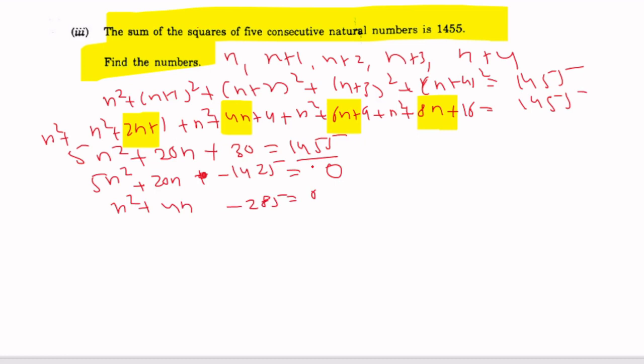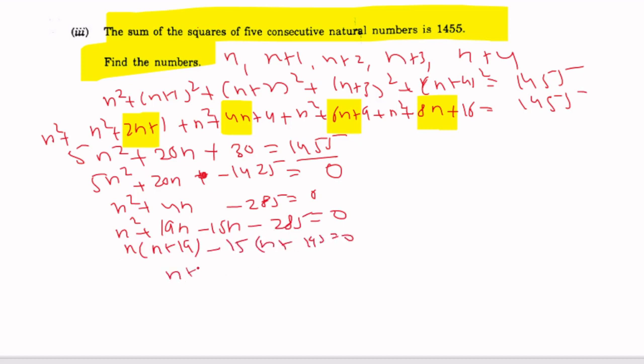Now you have to get the factors. Any way you can get the factors, it's up to you. Either use the formula or use the factorization method. If you want detailed information about factorization, a video is already created, but here I can tell you the factors. The factors: n square plus 19n minus 15n minus 285 equal to 0. Take n common, so n plus 19. Take 15 common, again n plus 19. So you'll have two brackets, n plus 19 and n minus 15.